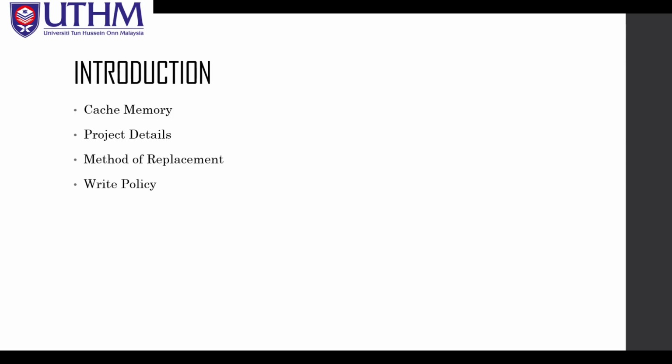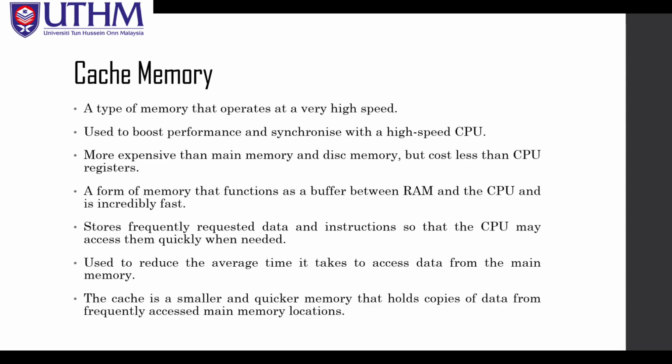In introduction, I will talk about 4 things, that is cache memory, project details, method of replacement, and write policy. Cache memory is a type of memory that operates at a very high speed. It is used to boost performance and synchronize with a high-speed CPU. Cache memory is more expensive than main memory and disk memory, but costs less than CPU registers. CPU stands for Central Processing Unit.